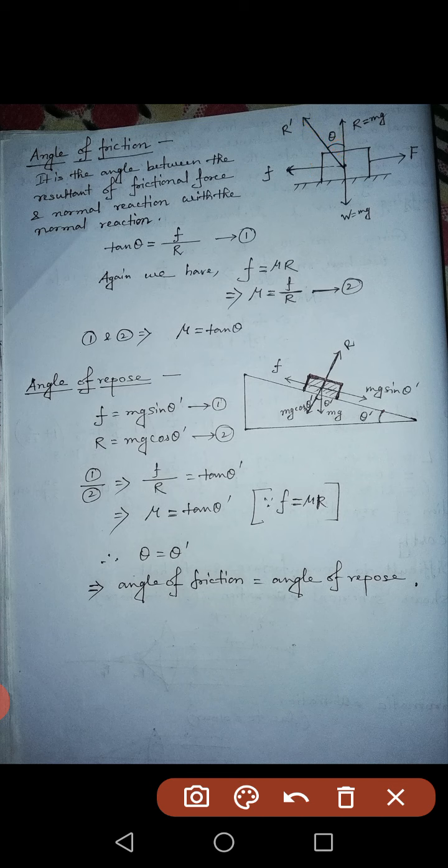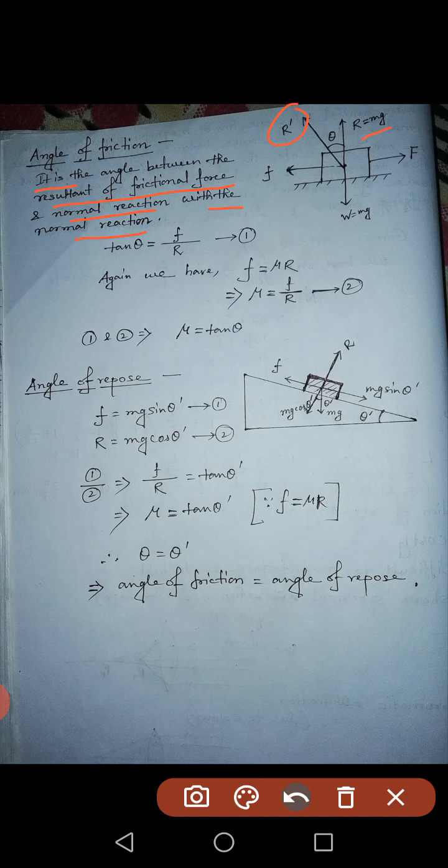And theta is which angle? It is the angle formed by the reaction with the resultant vector, because this theta is the angle between which two vectors? The resultant vector and the normal reaction vector. So how will we define this angle of friction? I have written the definition here. It is the angle between the resultant of frictional force and normal reaction, which is R dash, with the normal reaction. Normal reaction is R.